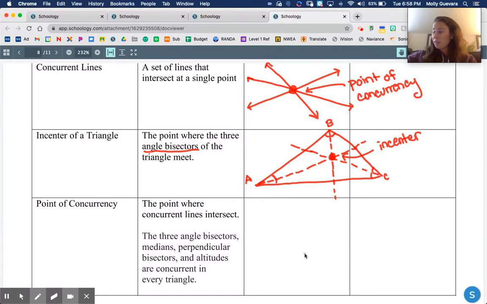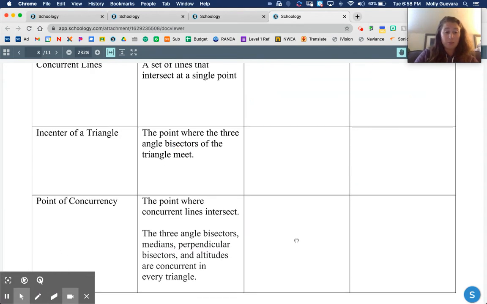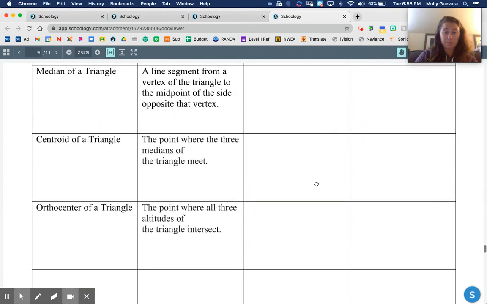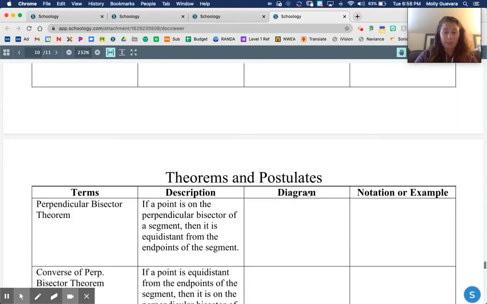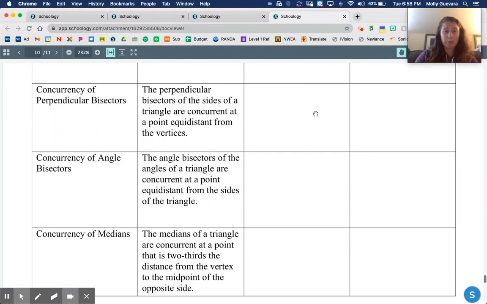What we're going to do now is look at concurrency of perpendicular bisectors and concurrency of angle bisectors, and we're going to look at the cool things that it does. This is really where you're probably going to want your colors. So let's go down to the theorems and postulates page. So here we go. Okay, so let's read this very slowly.